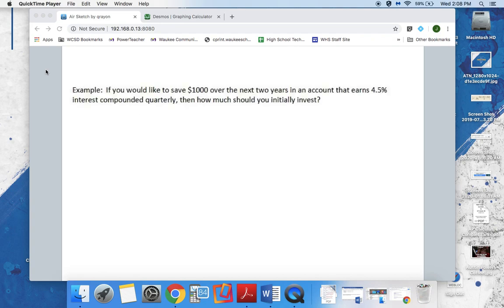If you want to save $1,000 over the next 2 years in an account that earns 4.5% interest compounded quarterly, how much should you initially invest? Well, this right here is my future value. That's my A. But what I don't know is how much to invest at first. So we're going to set up our formula for compound interest and see if we can figure out what that is.